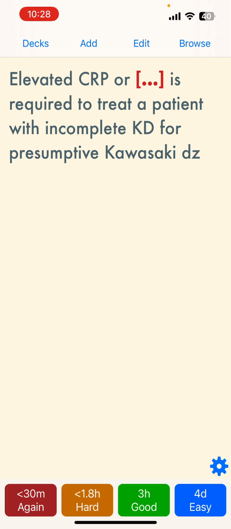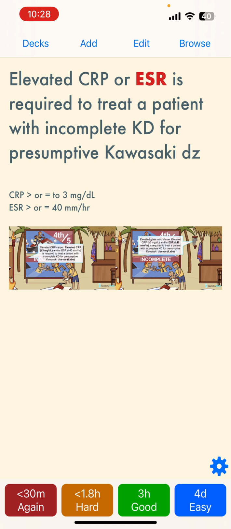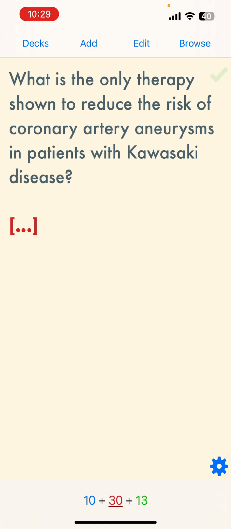Elevated CRP and ESR is required to treat a patient with incomplete Kawasaki disease for presumptive Kawasaki disease. The CRP is greater than or equal to 3. ESR should be greater than or equal to 40. For it to be positive, I guess.